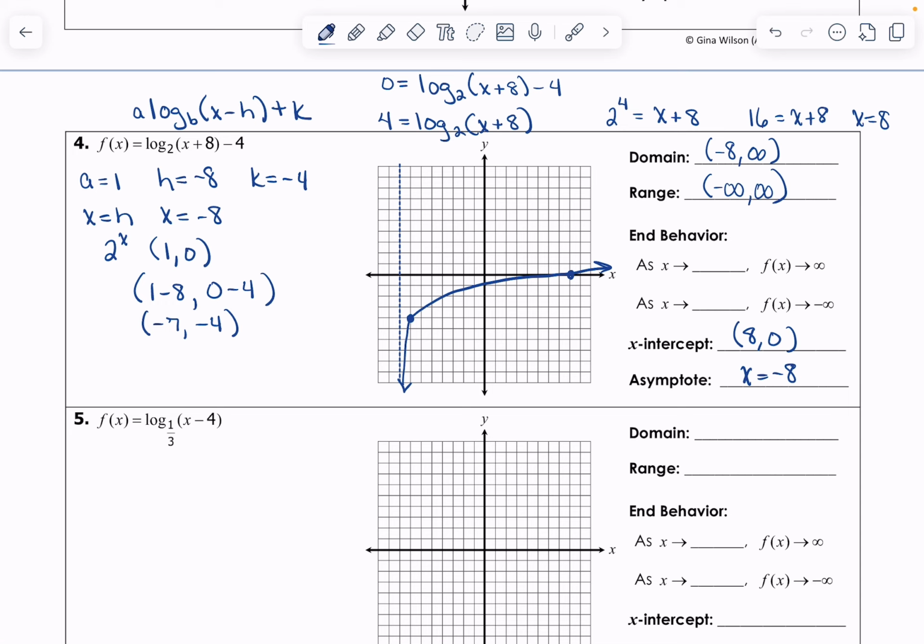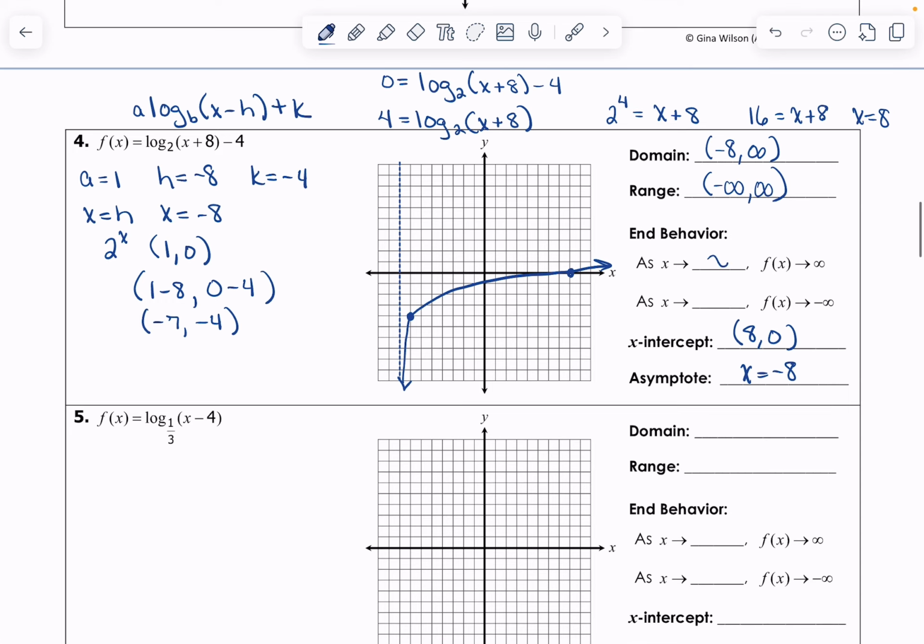End behavior, it's the right side that goes up, so as x goes to +infinity. And the part that goes down is the part that's reaching that asymptote there, which is that -8. And so there's the condensed way of being able to do these log graphs.